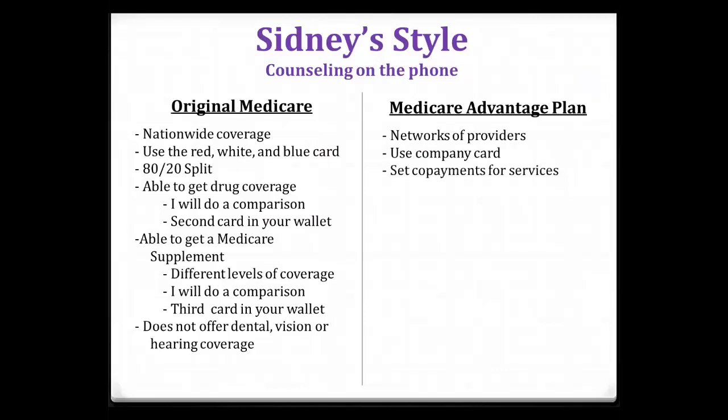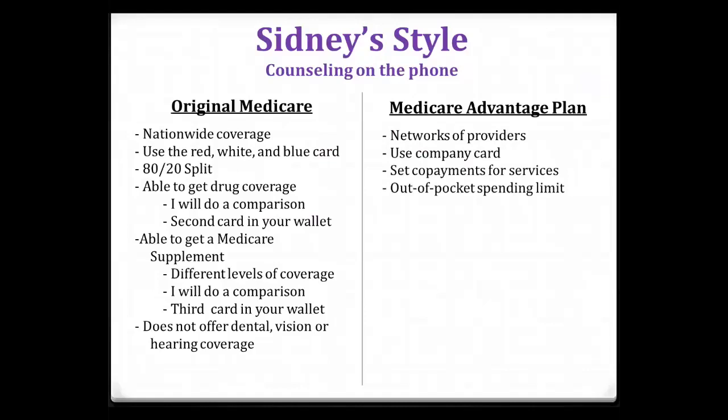You also have set co-payments for services that you need. So, for example, you might have a $10 copay to see your primary care doctor, a $30 copay to see a specialist, $300 for days 1 through 5 in the hospital, something along those lines.